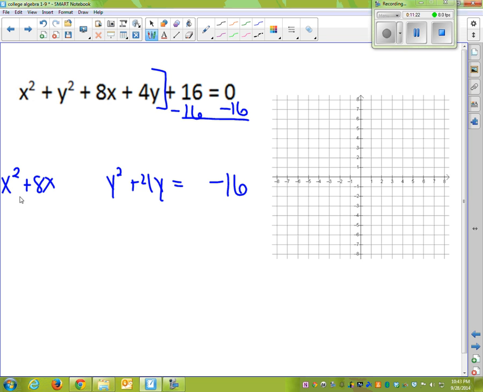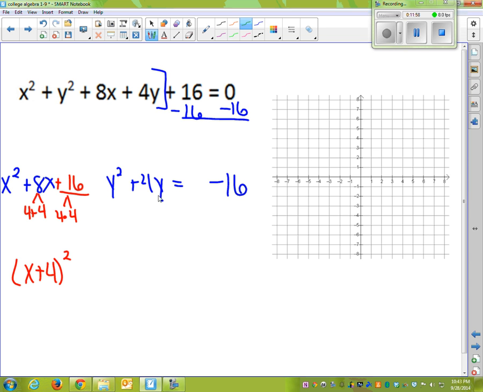Looking only at the x's, I need to add in a number so that I can factor. To get that number, I cut the 8 in half, making it 4 and 4. The exact same two numbers get multiplied, giving me that third term of 16. This would be x plus 4 times x plus 4. So I can write it as x plus 4 squared.